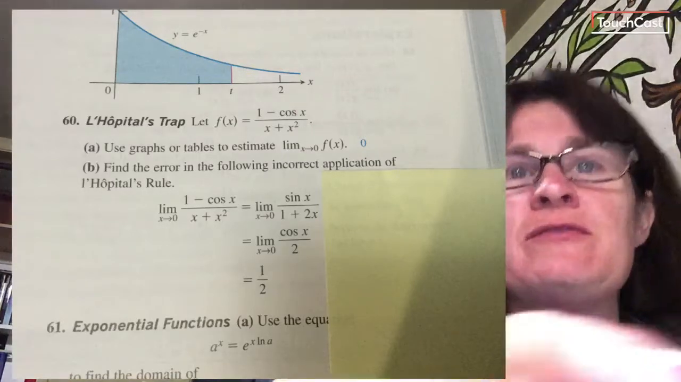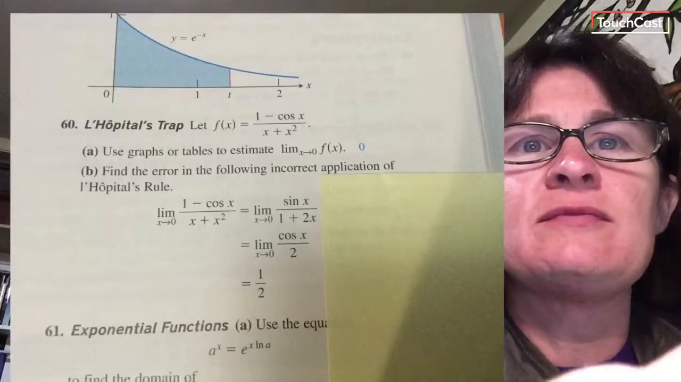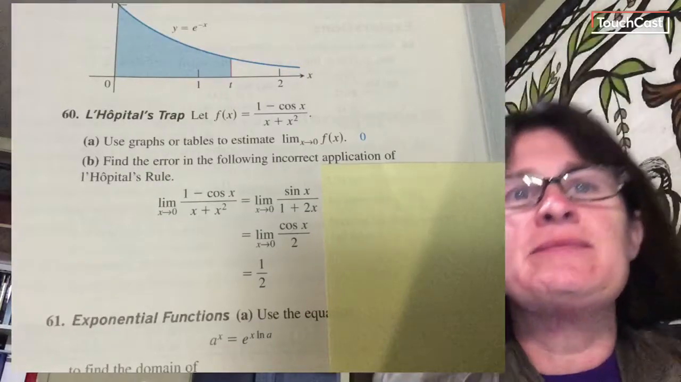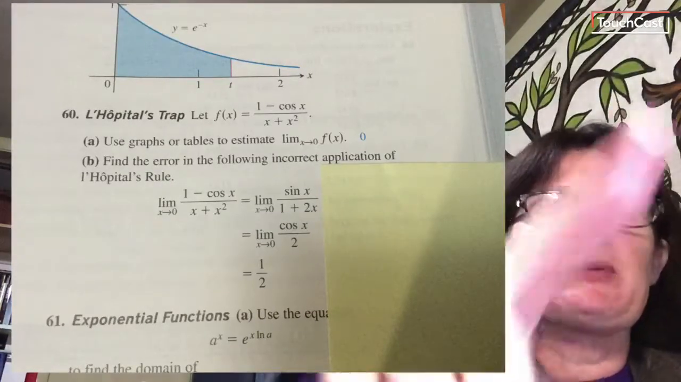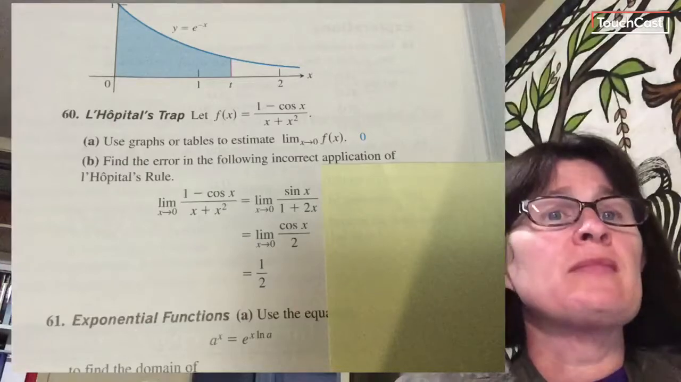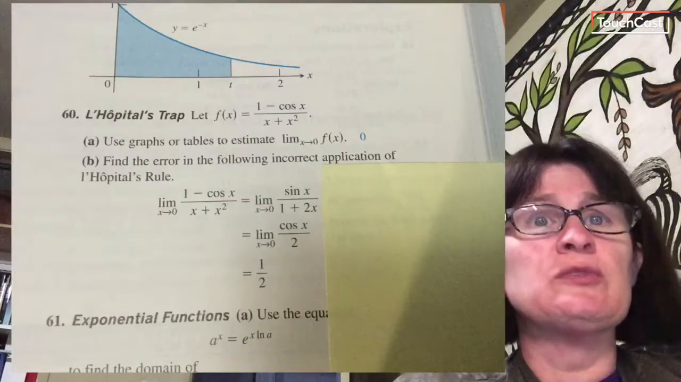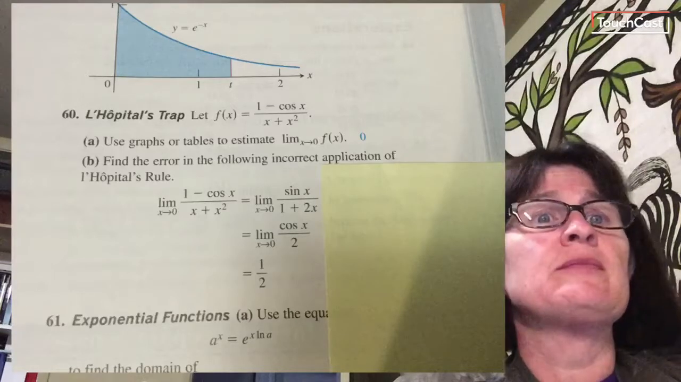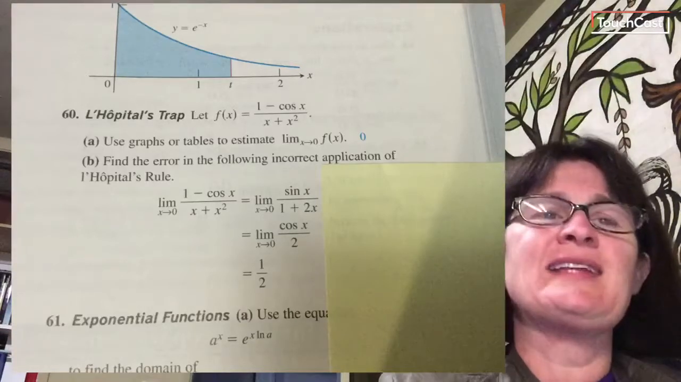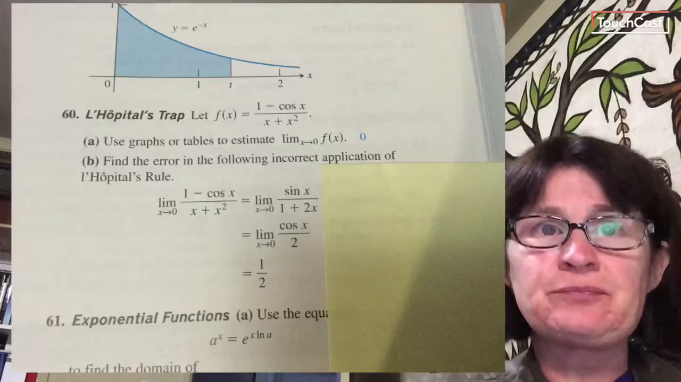I think you could probably figure that out by using, that's not the picture that goes with it. But you could use whatever you want to use. You could use L'Hopital's rule, you could use a table, you could use your calculator. You'll find that the limit is 0.